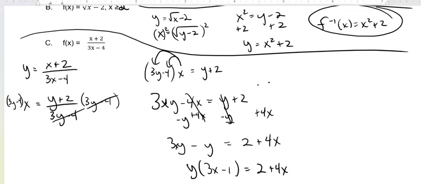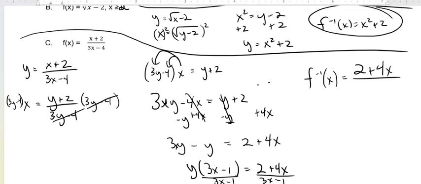And then, of course, my last step would be divide both sides by the coefficient of y, which happens to be 3x minus 1. And then I have my inverse function. That was a long one. y equals 2 plus 4x divided by 3x minus 1.